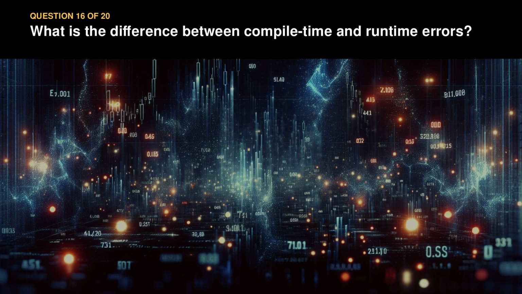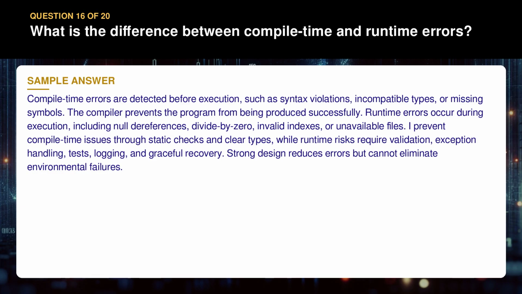Question 16. What is the difference between compile time and runtime errors? Compile time errors are detected before execution, such as syntax violations, incompatible types, or missing symbols. The compiler prevents the program from being produced successfully. Runtime errors occur during execution, including null dereferences, divide by zero, invalid indexes, or unavailable files. I prevent compile time issues through static checks and clear types, while runtime risks require validation, exception handling, tests, logging, and graceful recovery. Strong design reduces errors but cannot eliminate environmental failures.